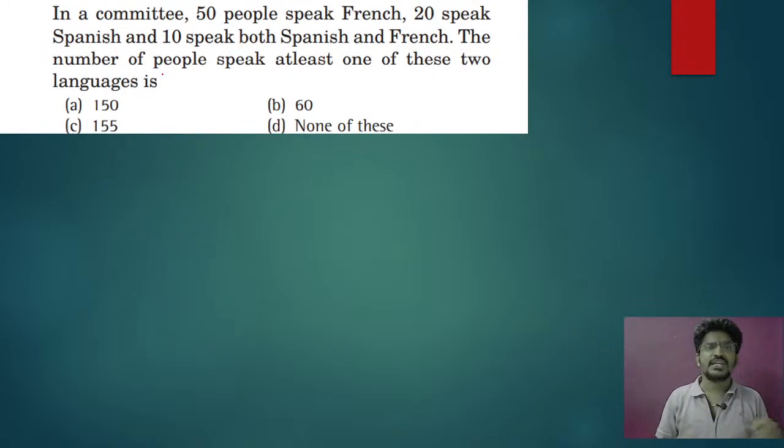Quickly try to solve it and get the answer. 50 speak French. N of F is equal to 50.